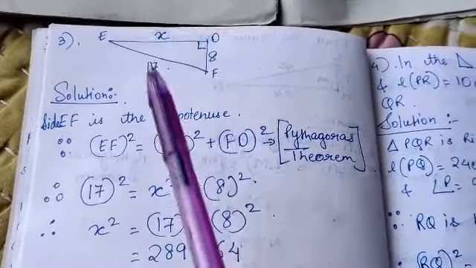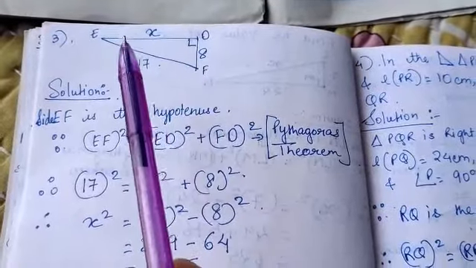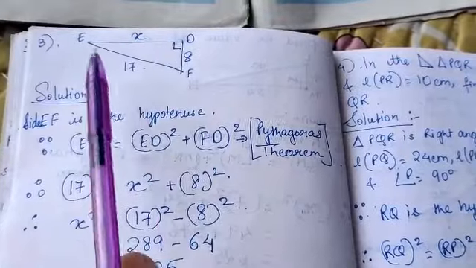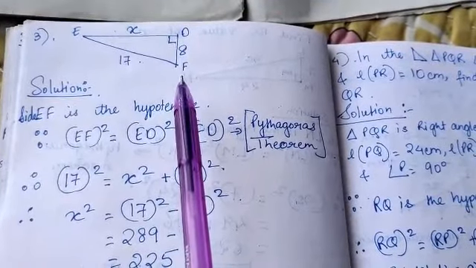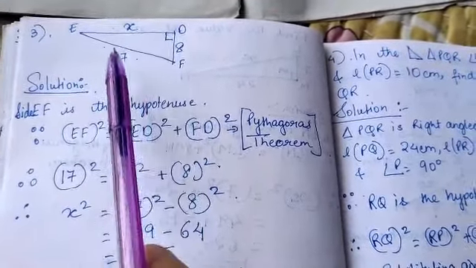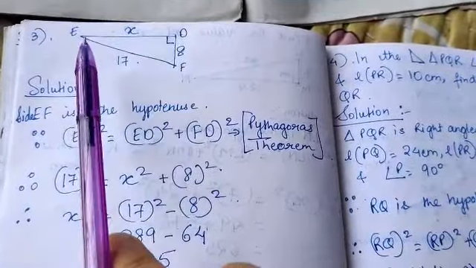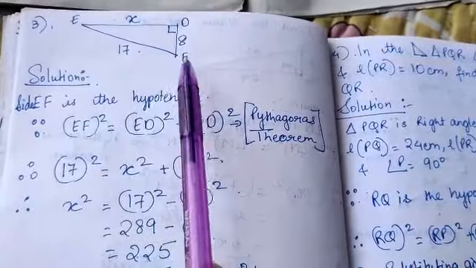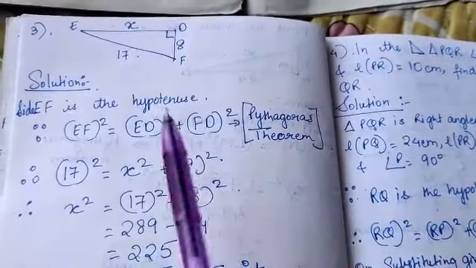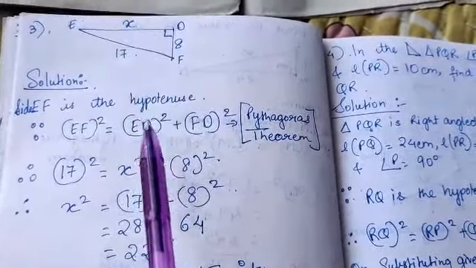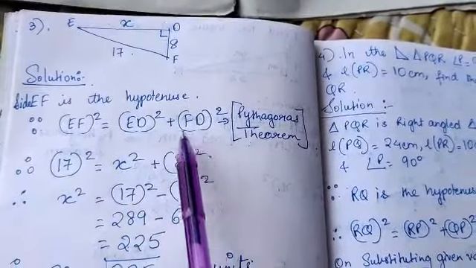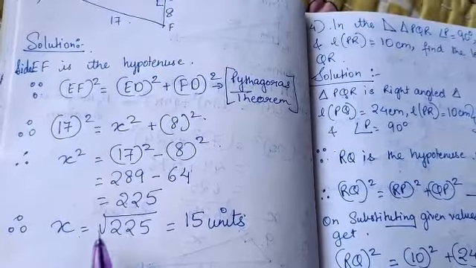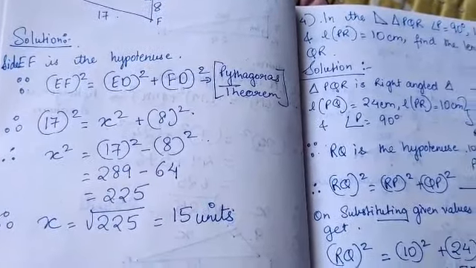The next one also is a right angle triangle. They have given us the measurements of the other two sides. From looking at the triangle, we know that the side opposite to the right angle is the hypotenuse. So we'll state that side EF is the hypotenuse. So by Pythagoras theorem, we know hypotenuse square is equal to the sum of the squares of the other two sides. When we solve this, we find out that x is equal to 15 units.